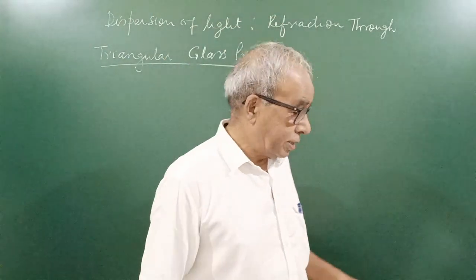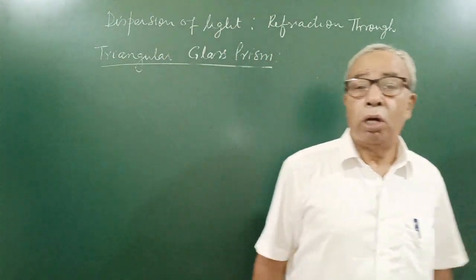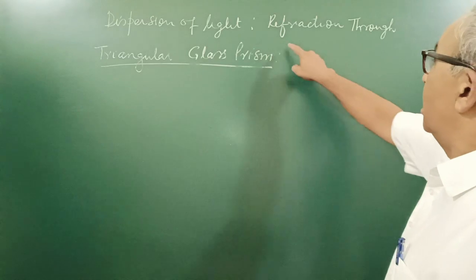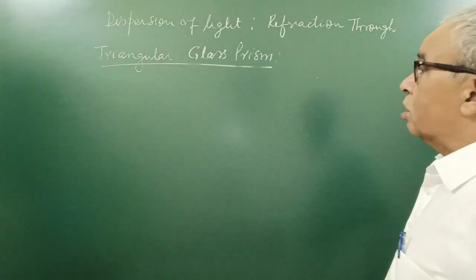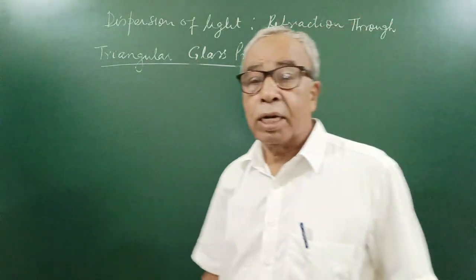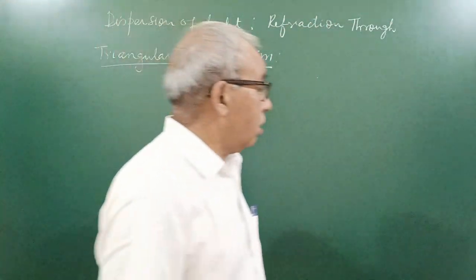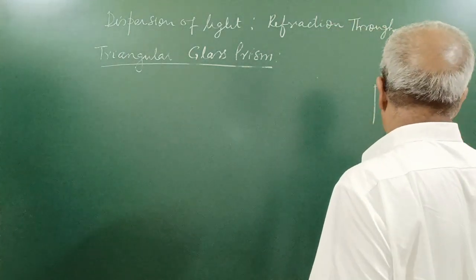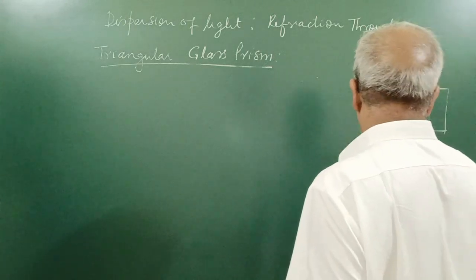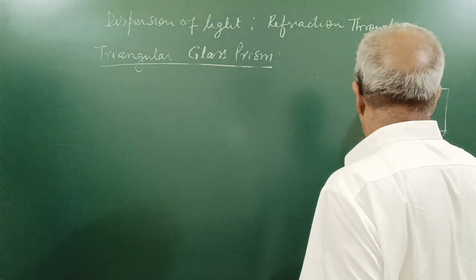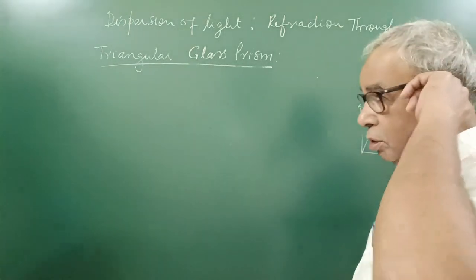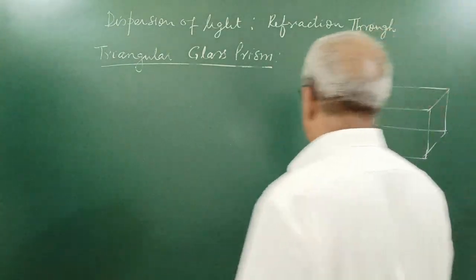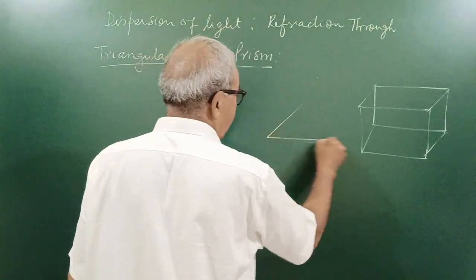Good morning, students, and welcome to this video and new topic: dispersion of light, that is, refraction through a triangular glass prism. Actually, a glass slab like this is also a prism, but it has four sides in the base. This is our room, it is also a prism, but here we take the triangular glass prism. The shape of the triangular glass prism is like this.